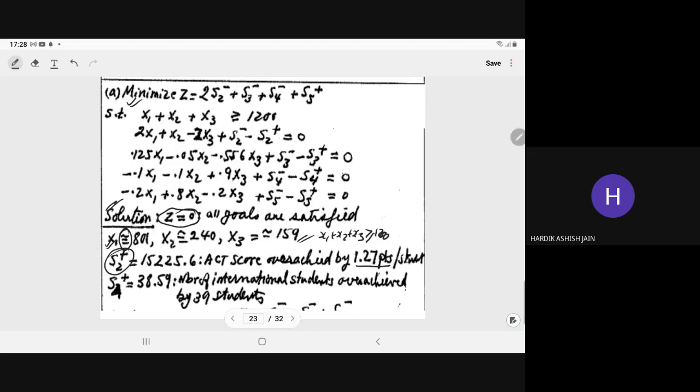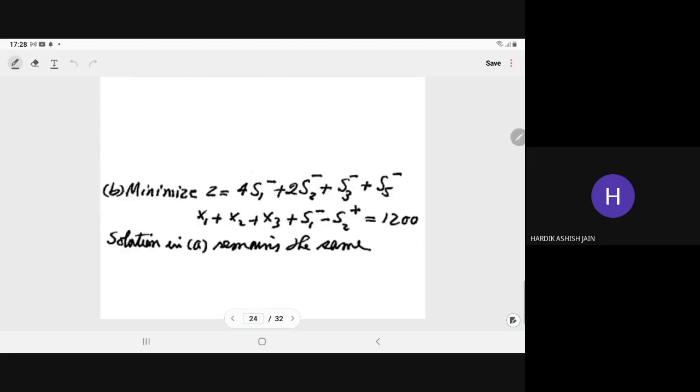If you have the solution of the first part, then for the second part directly you can say, need not go for the fresh solution. So here, minimize this, subject to this, the solution of the A remains the same. The same solution will work here, because in this also you will get S1 minus, S2 minus both equal to 0, because here it is coming x1 plus x2 plus x3 greater than or equal to 1200.